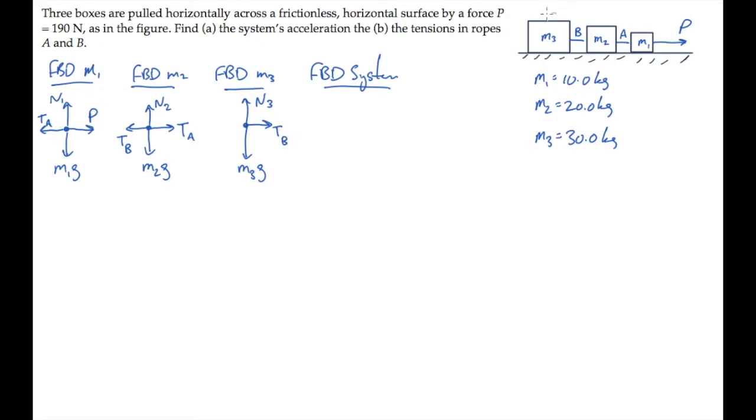Now considering all 3 boxes as a system, I'll draw this dotted line here. The forces acting on it are its weight, all 3 masses together times g, the normal forces, 1, 2, and 3, and the pulling force P is the only sideways external force.